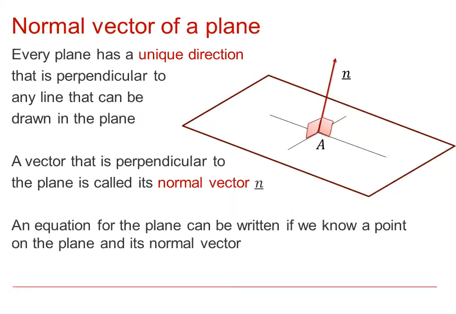So the normal vector of a plane. Every plane has a unique direction that is always perpendicular to any line that can be drawn on the plane. So a vector that is perpendicular to the plane is called the normal vector, and it is usually denoted by little n. An equation for the plane can be written if we know any single point on the plane and the normal vector. And we're going to look at a GeoGebra file that will demonstrate this in detail.